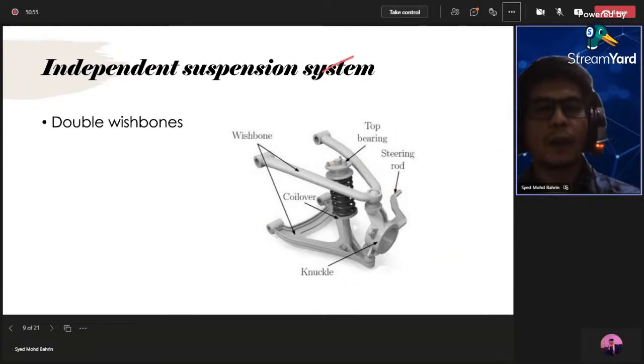So one of the advantages of the double wishbone is that it is very flexible, so it can cater many degrees of freedom of dynamics, which I have discussed just now. So remember, we have 6 different types of freedom of motion of the car. For double wishbone, it can cater most of the degrees of freedom. So it's one of the good suspension systems.